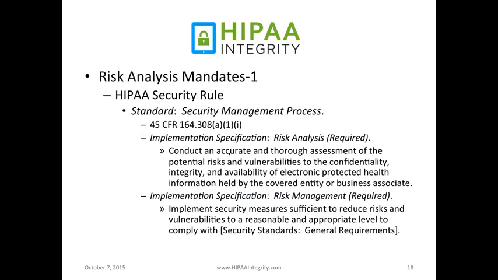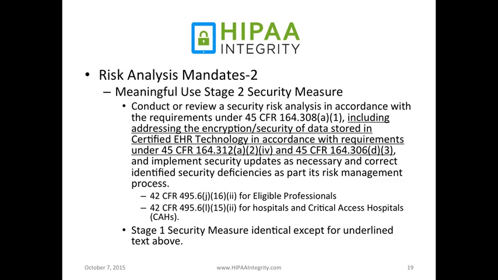We're going to look now at the risk analysis mandates. And the first one here, the first bullet, risk analysis, which is required to be conducted, conduct an accurate and thorough assessment of the potential risks and vulnerabilities to the confidentiality, integrity, and availability of electronic protected health information held by a covered entity or business associate. And then you have to implement security measures based on the findings. There are 2 other specifications, sanctions and review, but they're beyond our scope here.